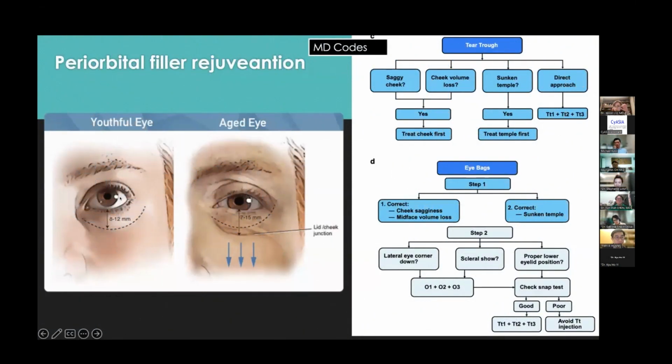The usual eyelid-cheek junction is shorter, and in the aged face the eyelid-cheek junction will be longer, because in the mid-face the orbital bone undergoes absorption over time. Before, we always injected HA as taught by Dr. DeMille. They use TT2, TT3 to support the lateral lid-cheek junction.